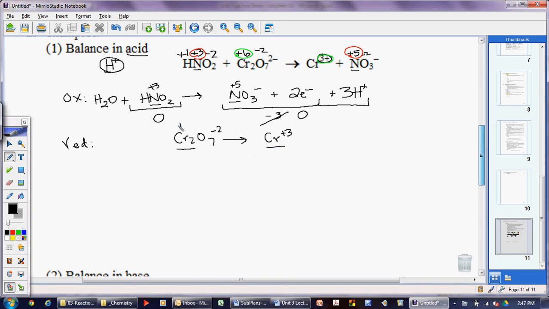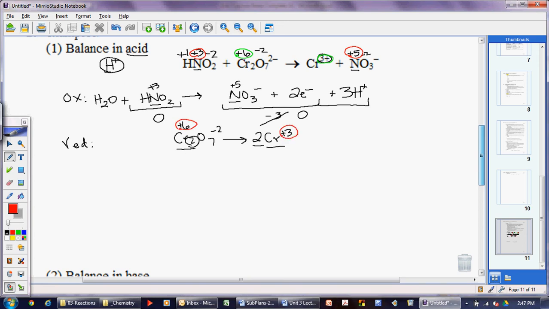So again, each one was going from a +6 to a +3, but it's going to happen 2 times. So we need to make sure that our chromiums are balanced first before we start this process. Now, because our chromiums are balanced, each chromium is going from a +6 down to a +3. So each one is undergoing a change of 3 electrons.